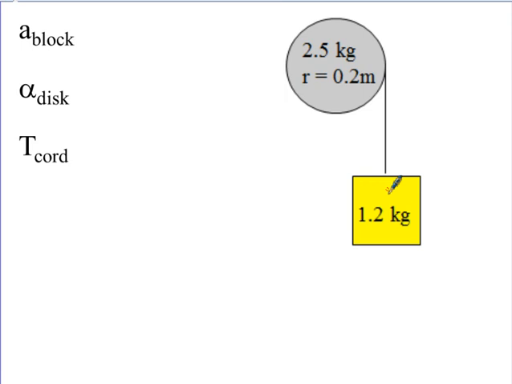Okay, you may be ready to do this. What I want to know is what acceleration the block will have, what acceleration the disc will have, and what the tension in the cord will be. And perhaps you're feeling your oats.